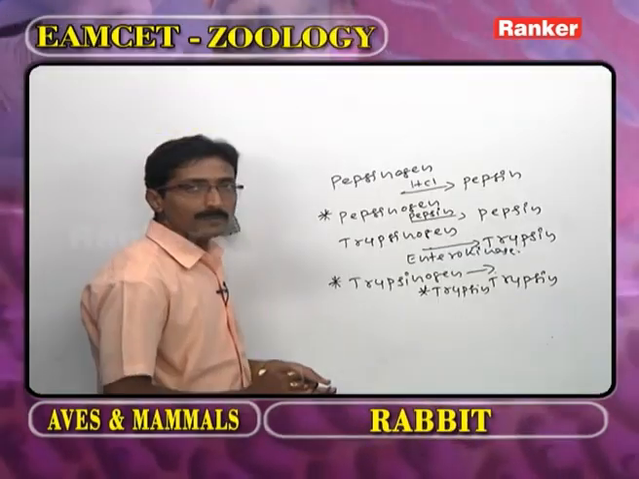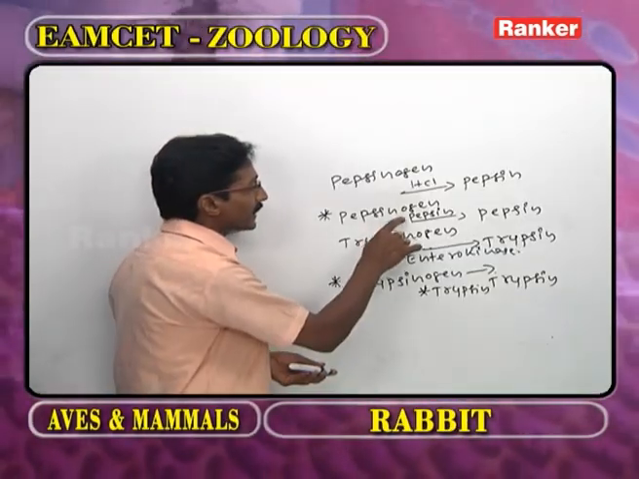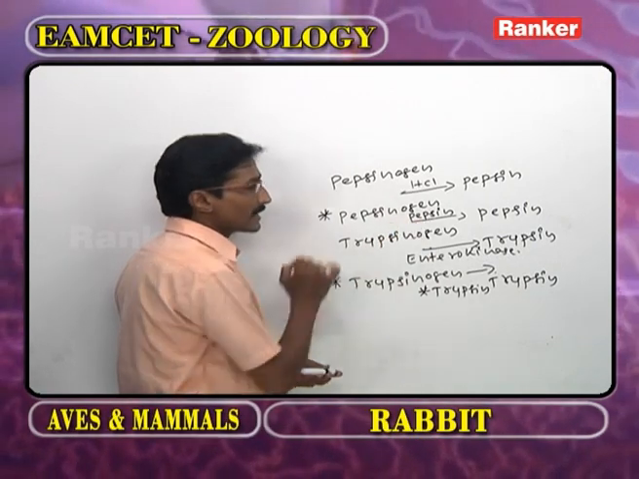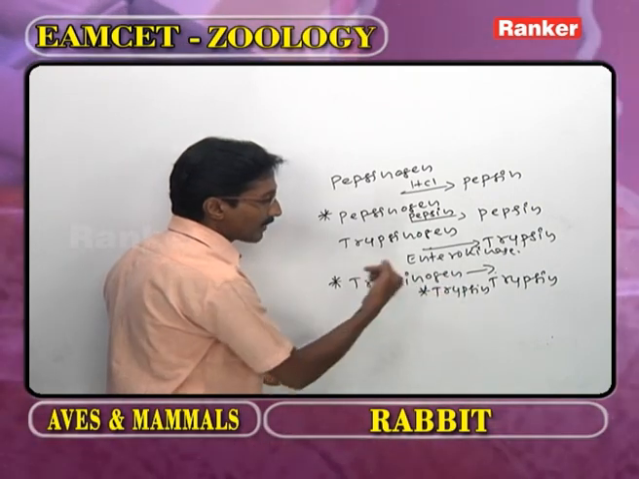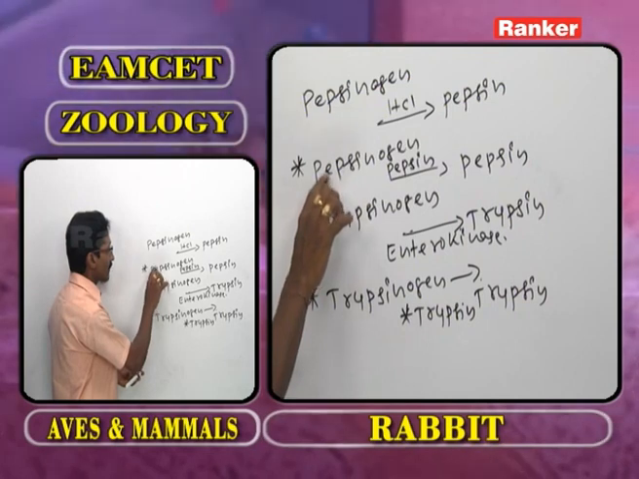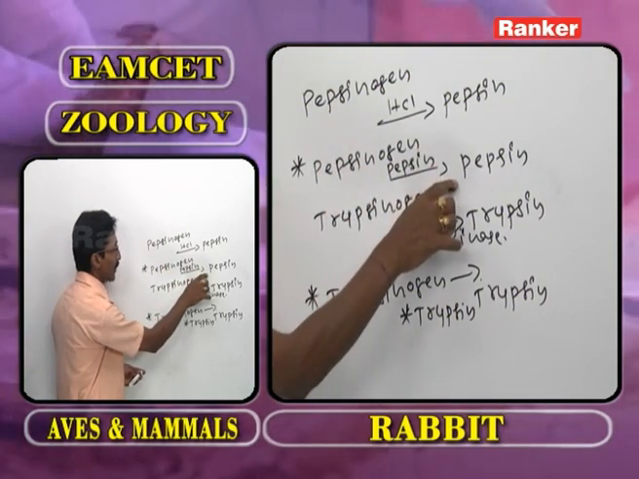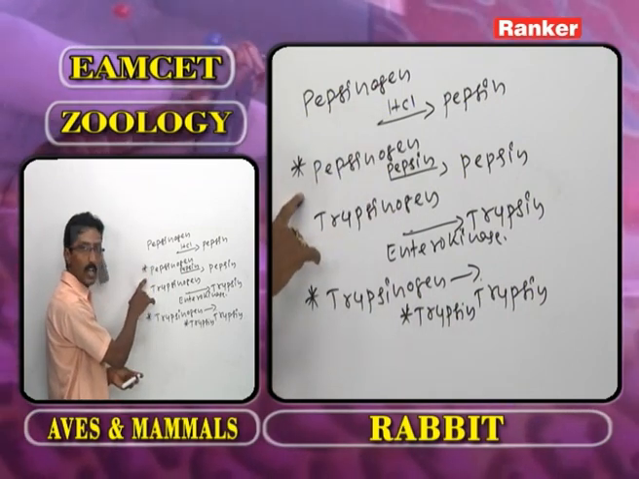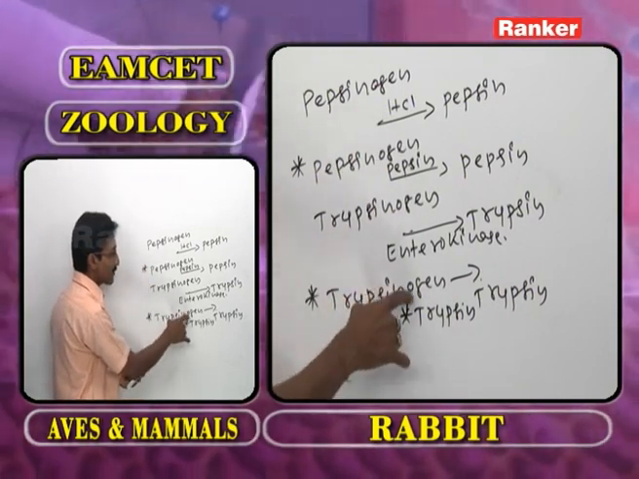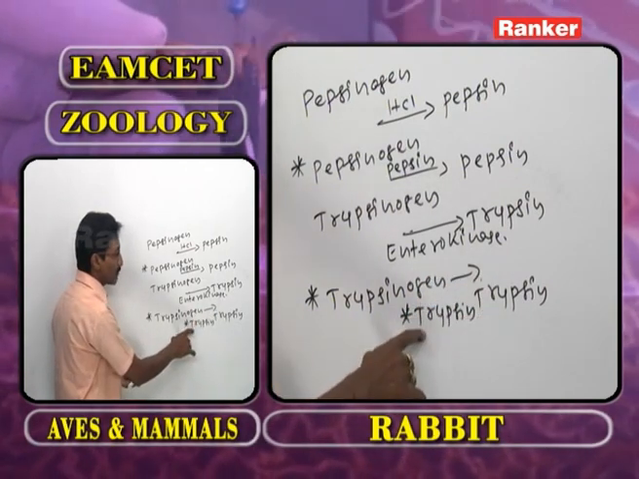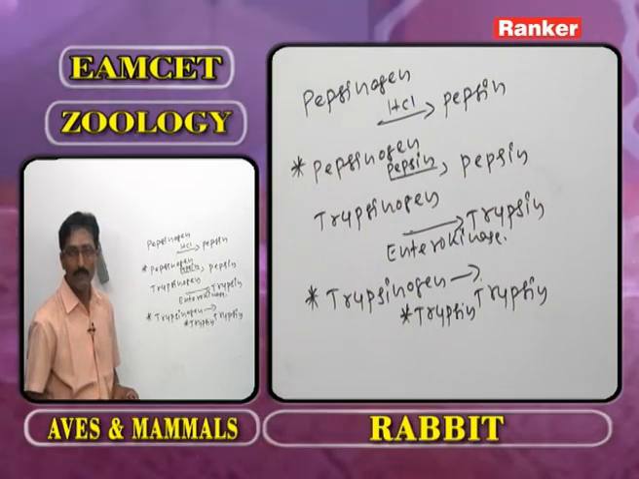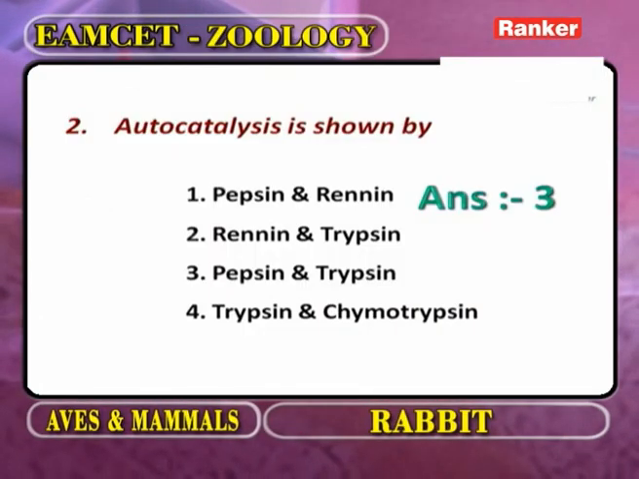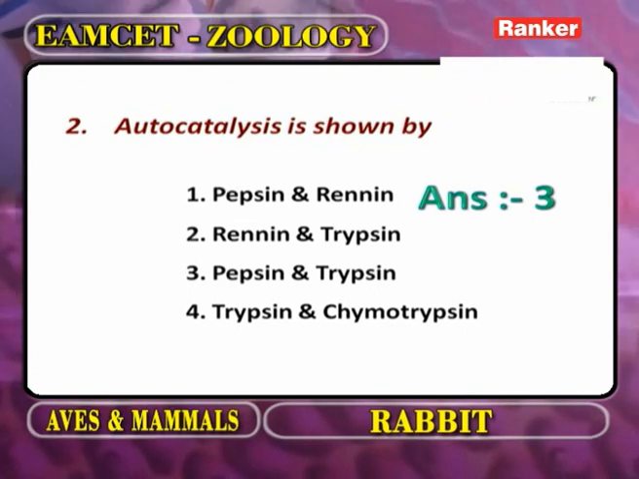Here as we observe, pepsin is the activator as well as the enzyme. What about the trypsin? It is the activator as well as the enzyme. The conversion of pepsinogen into pepsin by pepsin is autocatalysis. The conversion of trypsinogen into trypsin by trypsin is autocatalysis. Now here you have to observe the question. Autocatalysis is shown by: one example is pepsin, one example is trypsin. Now we go for the next question.